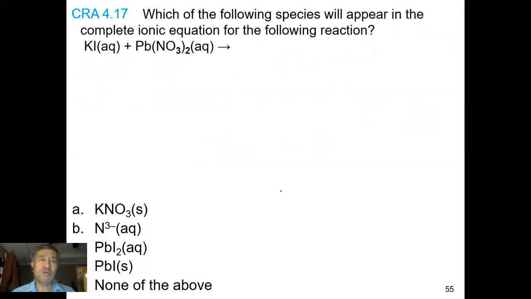Very similar question. Which of the species on this list appears in the complete ionic equation for this possible reaction? You do a similar ion swapping. You take the K1 plus from the first reactant and combine it with the ion from the second reactant, which is NO3 one negative. We put it here. The other possible product takes the Pb2 plus from the second reactant with the I1 negative. Therefore, we have PbI2.